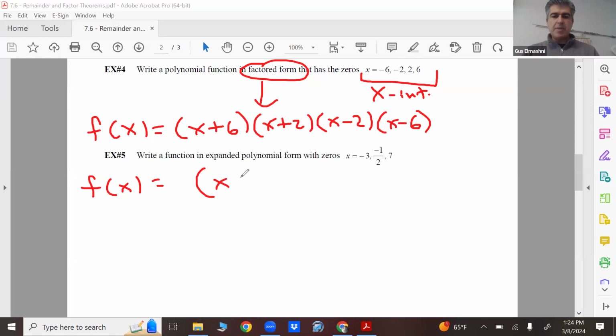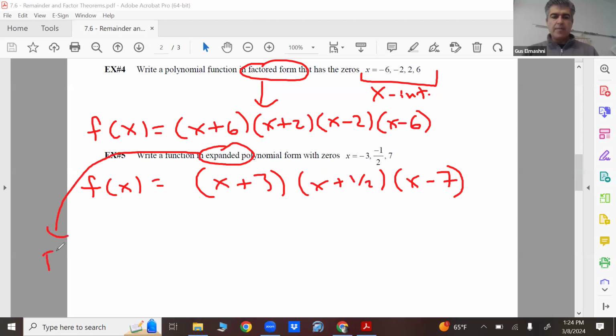So I'm going to start by doing this: x plus 3, x plus half, x minus 7. So in this case, it has to be expanded. So you have to FOIL. We have no choice. I know. But let's do this. Let me do a little rearrangement. Do like x plus 3 and x minus 7. Yeah, that might be smart.